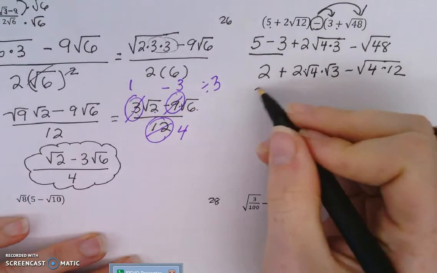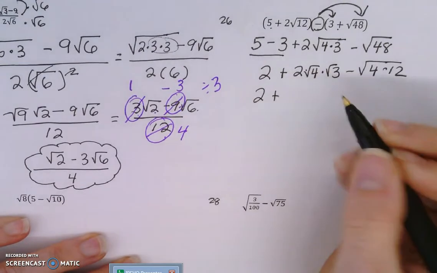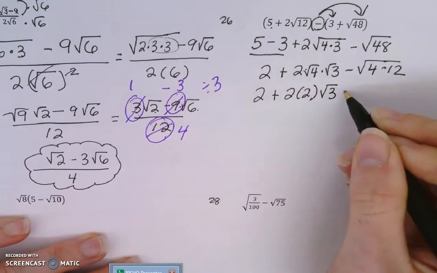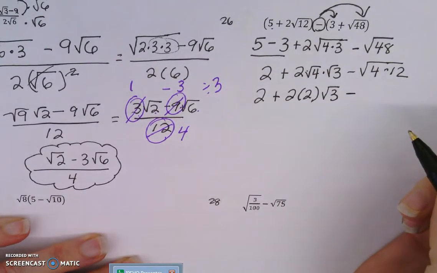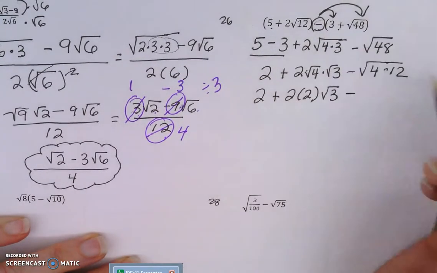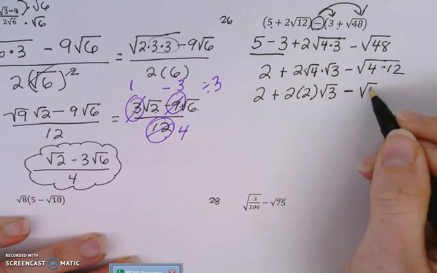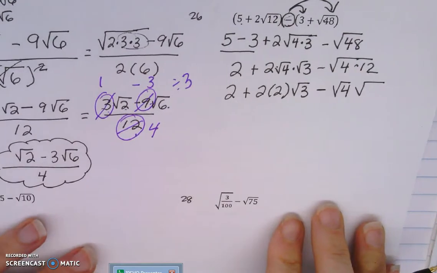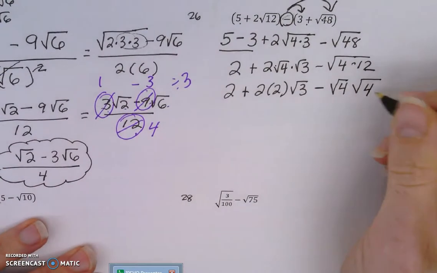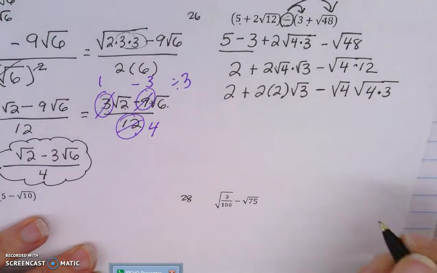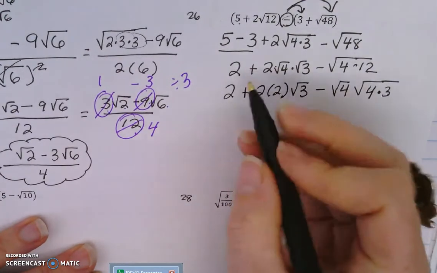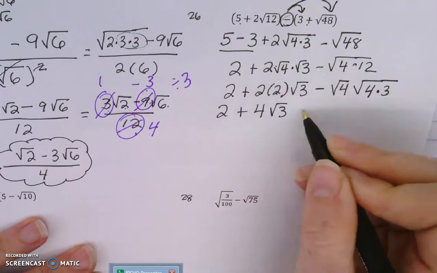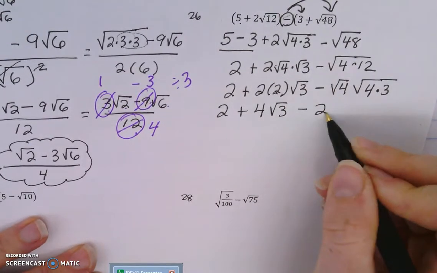So now we have 2 plus square root of 4 is 2. Then we still have our square root of 3. Minus, because we were subtracting, we distributed our negative, square root of 4. How can we break up the square root of 12? Well, the square root of 12 is 4 times 3, square root of 4 times 3. So now we have 2 plus, 2 times 2 is 4, so we have 2 square root of 3. Square root of 4 is 2.